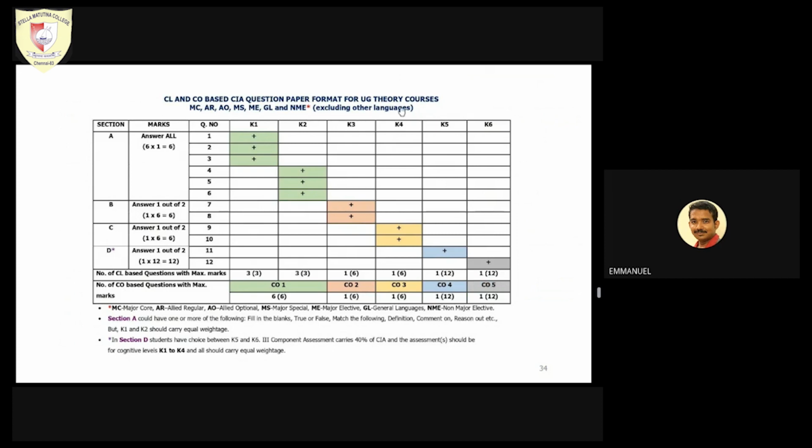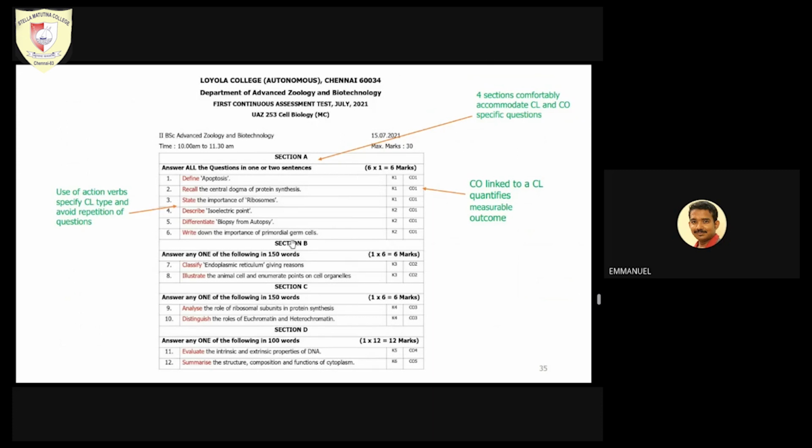This is the template given for UG continuous internal assessment. Next comes a sample question paper. This sample question paper consists of 4 sections: section A, section B. Even in the question paper itself, we have a template with the K levels, sorry, K levels as per the knowledge levels according to Bloom's taxonomy.